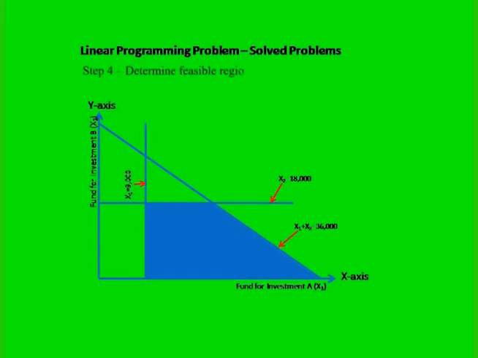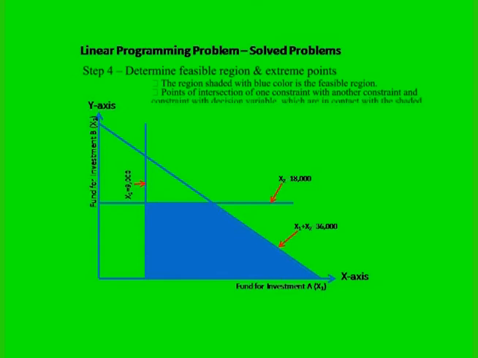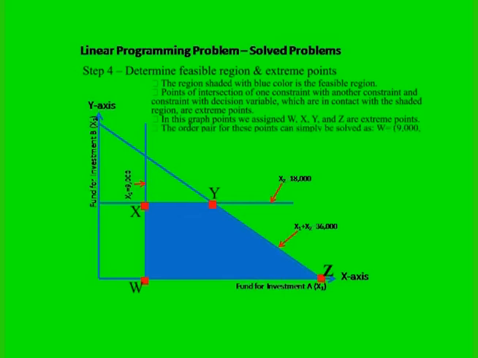Step 4. Determine the feasible region and extreme points. The region shaded with blue color is a feasible region. Points of intersection of one constraint with another constraint and constraint with decision variable which are in contact with the shaded region are extreme points. In this graph, points we assigned as W, X, Y, and Z are extreme points. The ordered pairs for these points can simply be assigned as W is equal to 9,000, 0, X is equal to 9,000, 18,000, Y is equal to 18,000, 18,000, Z is equal to 36,000, 0.